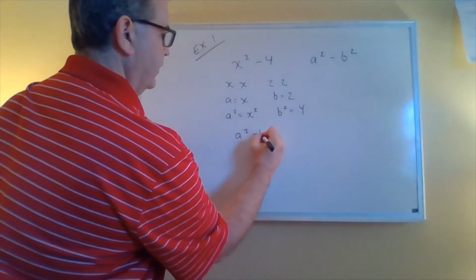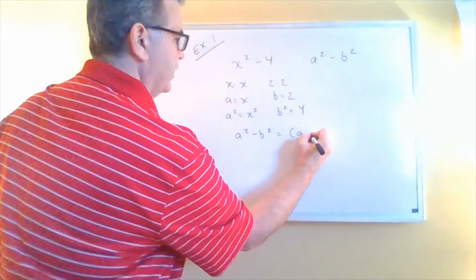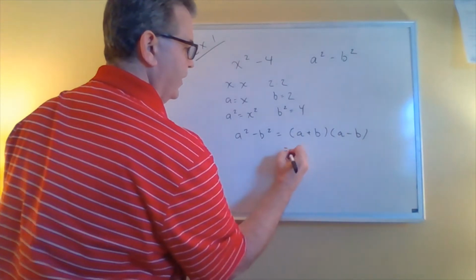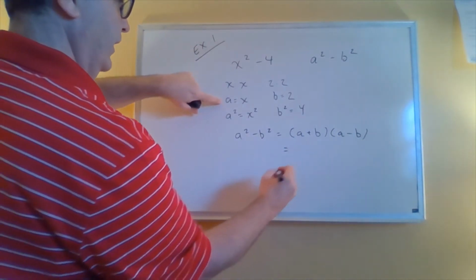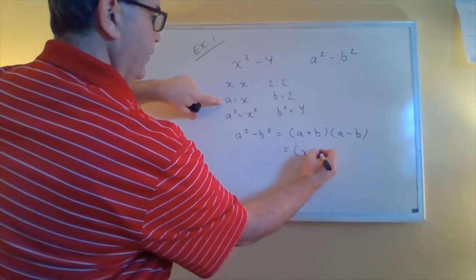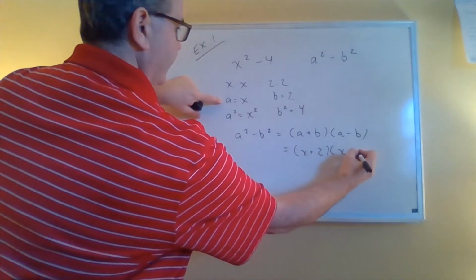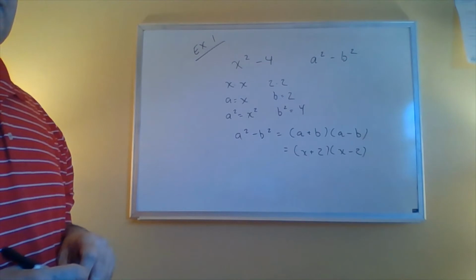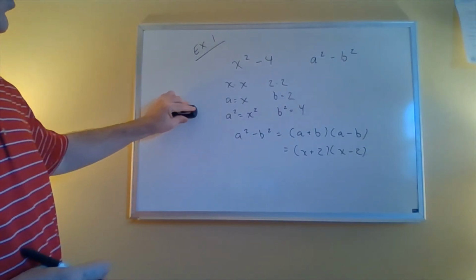So our formula, a squared minus b squared, equals a plus b, a minus b. So in this case, if we were to factor this, we would get x plus 2, x minus 2. Okay, let's try another example.